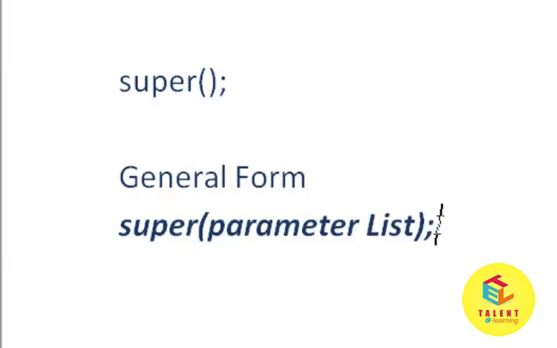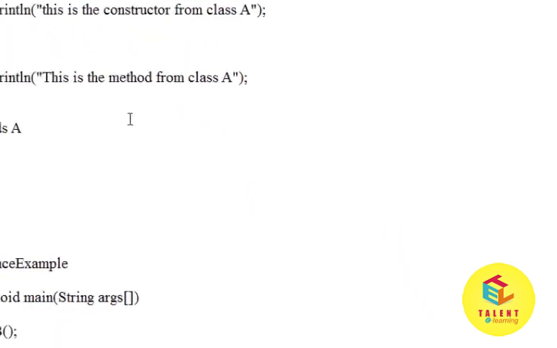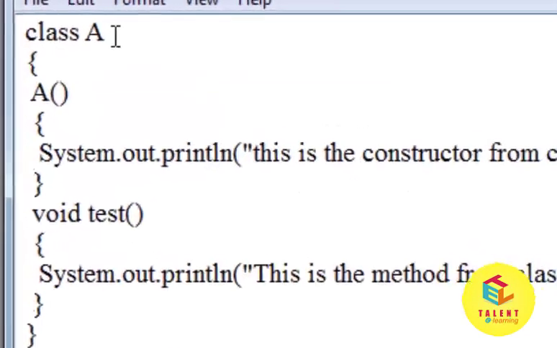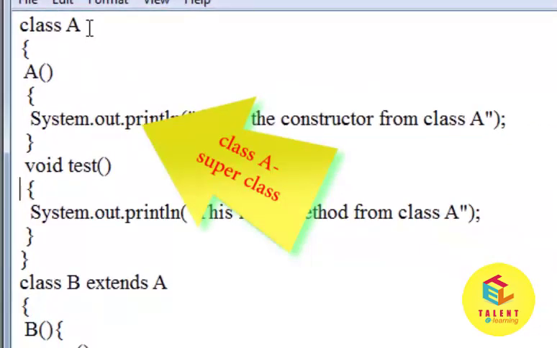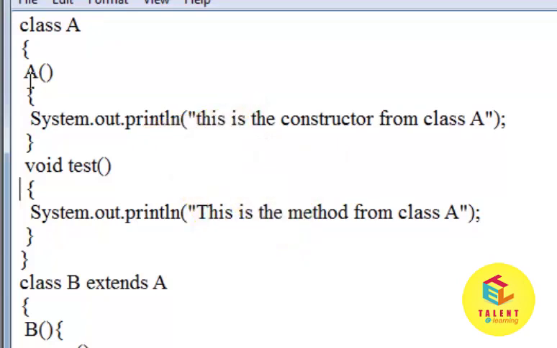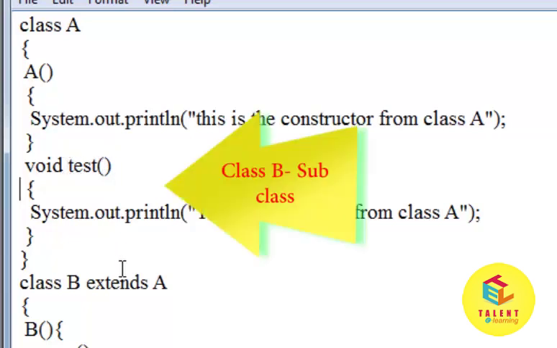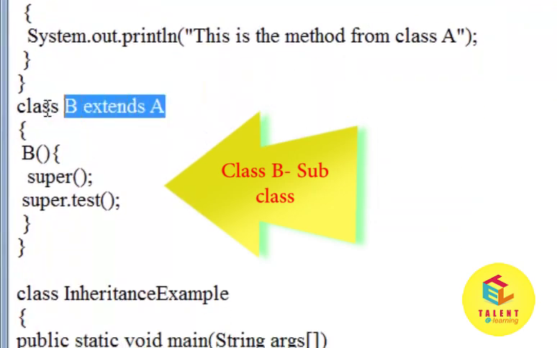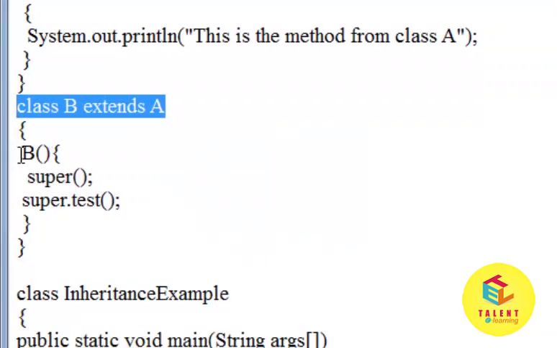Now let's check the program. This is the example of inheritance. Here we have the class named A, and we have a constructor also. We have a test method in class A. Now this is class B, which is the subclass, and class A is the superclass. Here this is the constructor B.